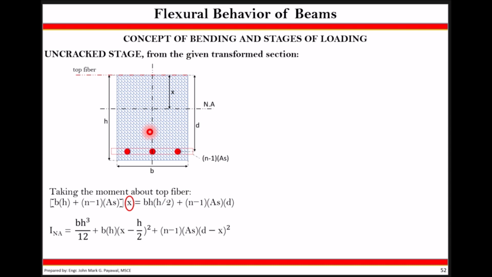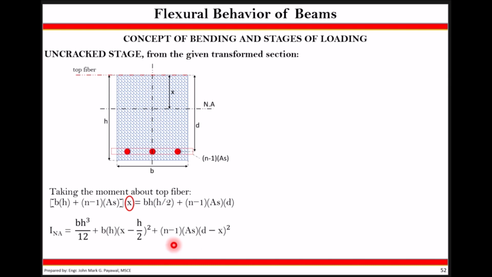But because the local centroids of each material, which is concrete and steel, do not lie on the same region as your global centroid, we have to transfer those inertias. And as we remember, the transfer is IG plus AD squared. For concrete, we have BH cubed over 12, base multiplied by height cubed over 12. The distance would be X minus H over 2 quantity squared multiplied by its area.